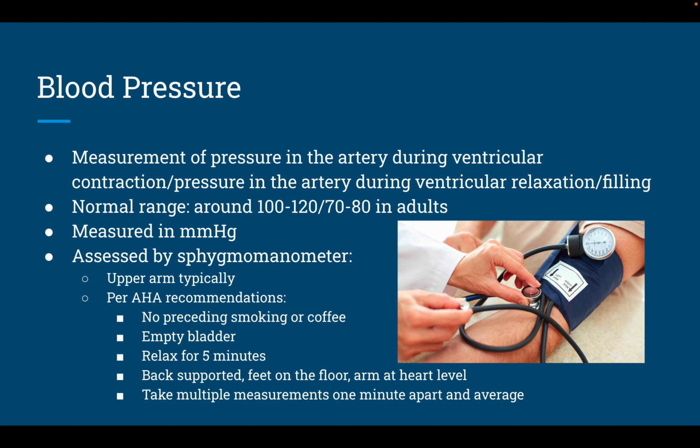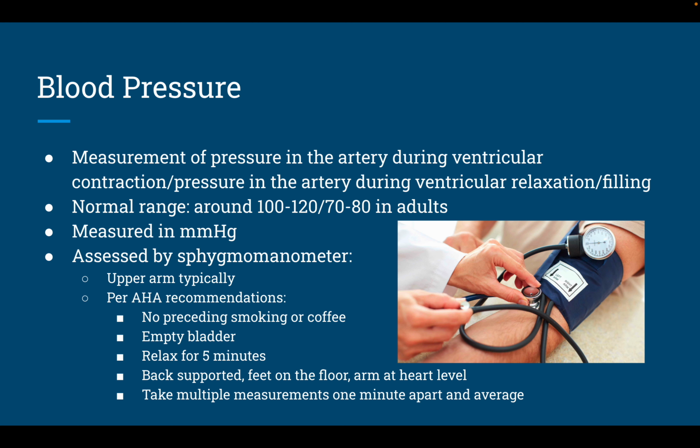Blood pressure measures how much pressure is in the artery during ventricular contraction or systole over the pressure in the artery during ventricular relaxation or filling, or what we call diastole. Normal range is somewhere from 100 to 120 systolic, over 70 to 80 diastolic in adults, and this is measured in millimeters of mercury on a sphygmomanometer. You're probably all familiar with the old mercury columns that as you pump and have increased pressure, the column goes up. We've maintained that convention, although most offices and blood pressure cuffs nowadays are not using mercury.